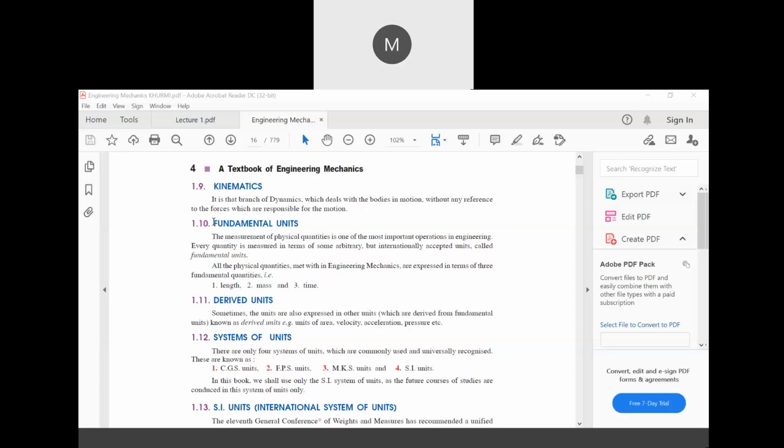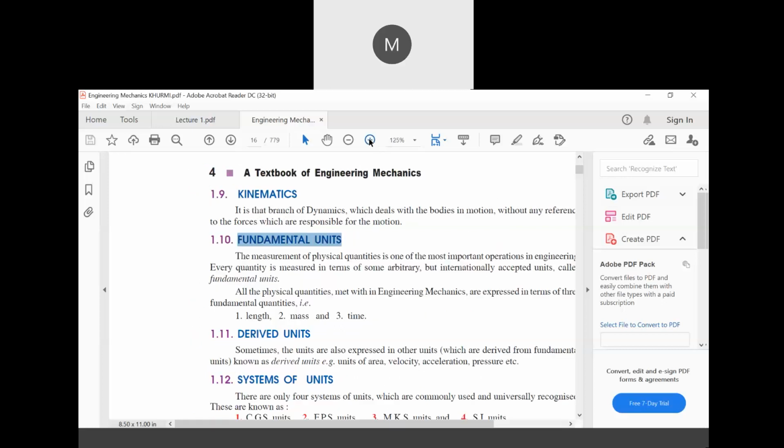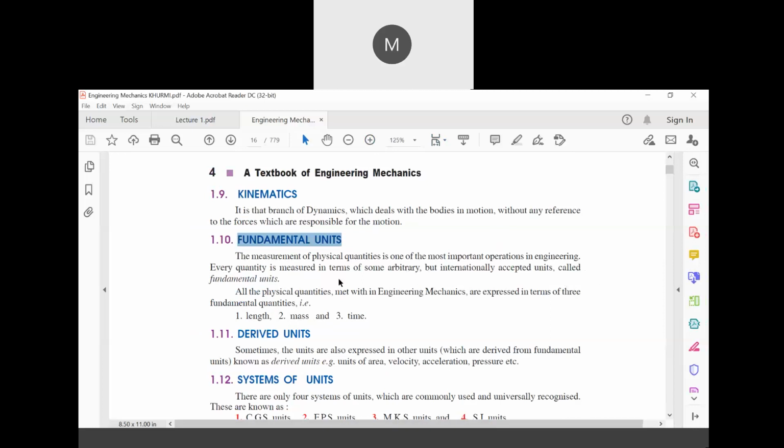Okay, so now let's move on. The next definition is fundamental units. So what are fundamental units actually? The measurement of physical quantities requires some internationally accepted units, right? That is called fundamental units.